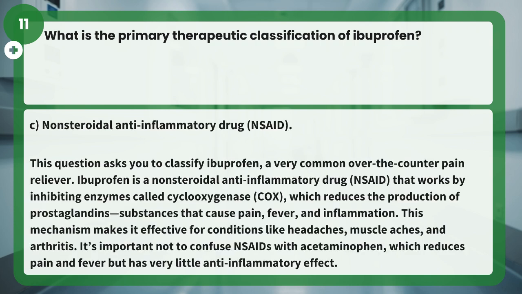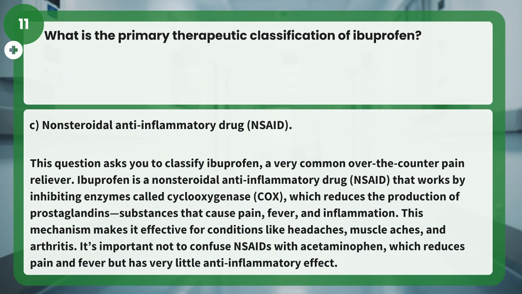Answer: C. Nonsteroidal anti-inflammatory drug, NSAID. This question asks you to classify ibuprofen, a very common over-the-counter pain reliever. Ibuprofen is a nonsteroidal anti-inflammatory drug, NSAID, that works by inhibiting enzymes called cyclooxygenase, COX, which reduces the production of prostaglandins, substances that cause pain, fever, and inflammation.